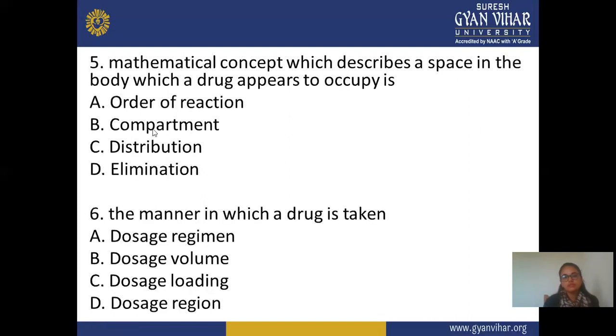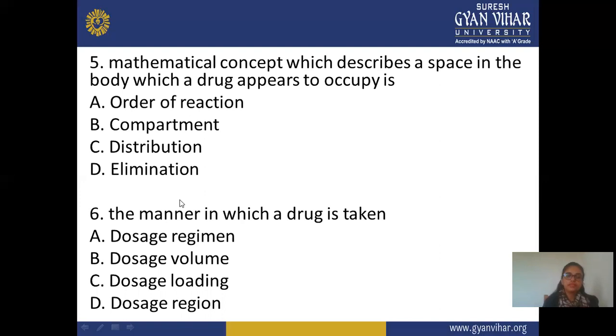Next, the fifth question: a mathematical concept which describes the space in the body which a drug appears to occupy is: A is order of reaction, B is compartmental, C is distribution, and D is elimination. In this, you should know what the mathematical concept for the drug appearing in your body is, and according to this, you can select any one correct option. Maybe it's order of reaction, maybe compartmental, or maybe distribution or elimination.